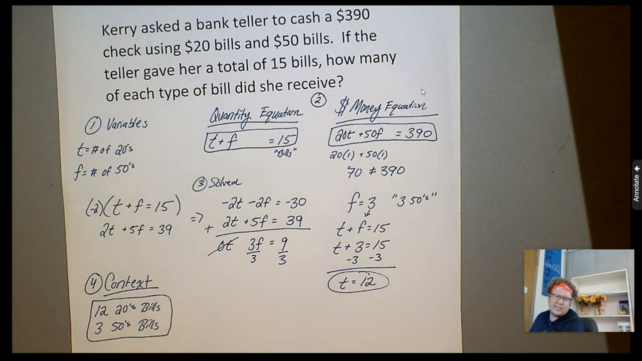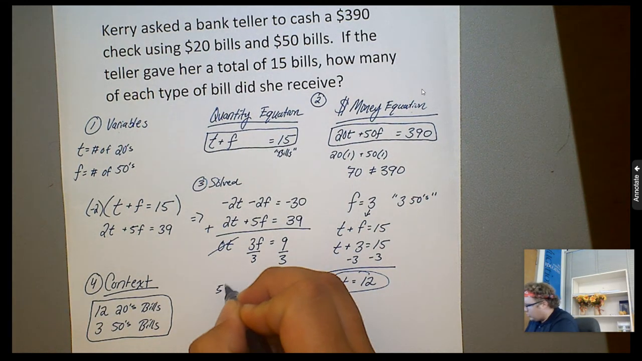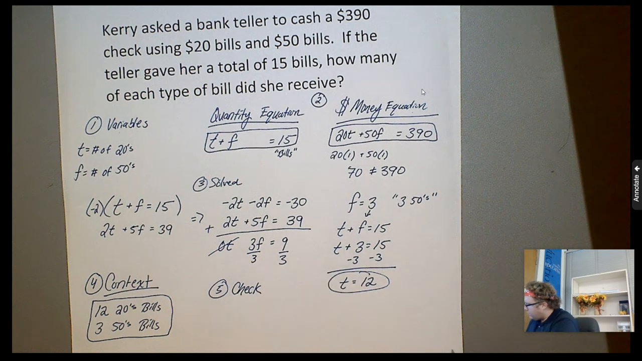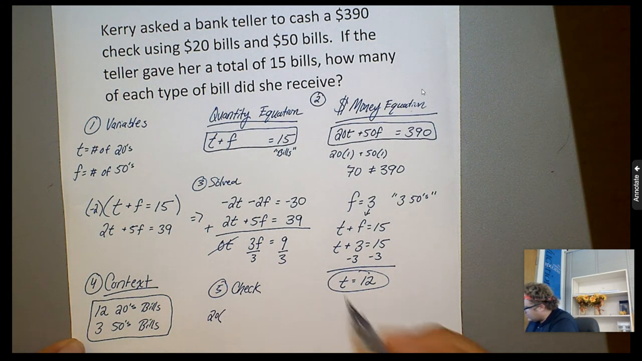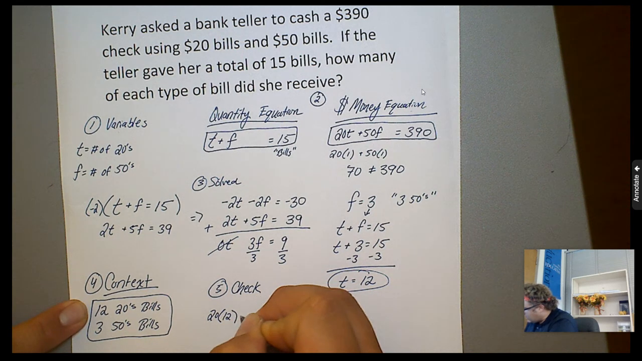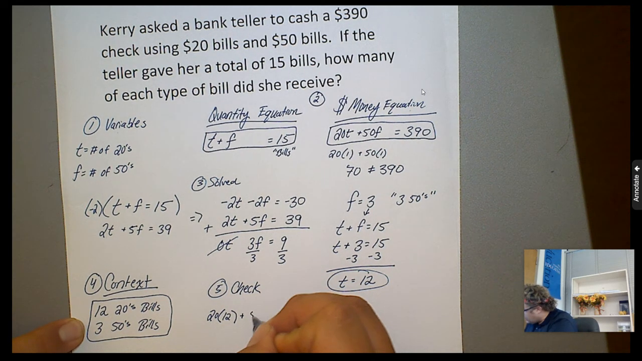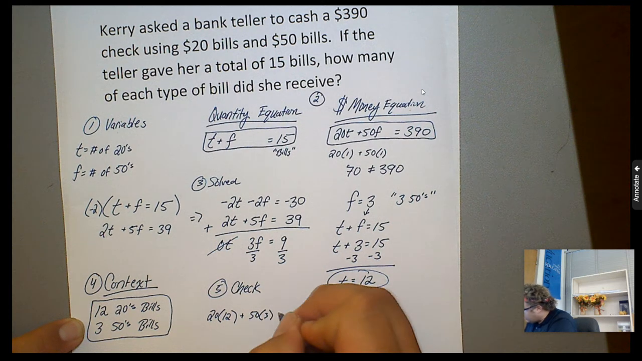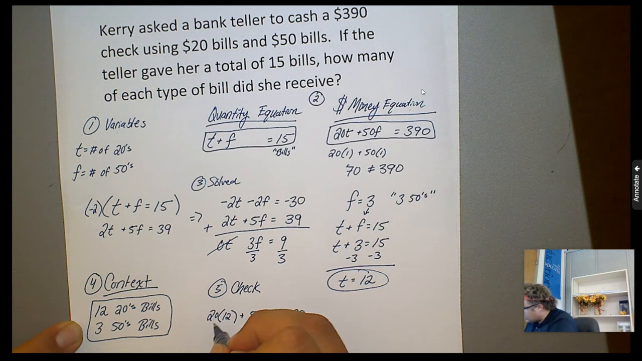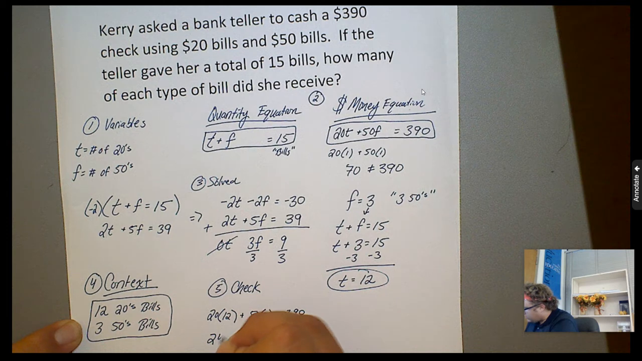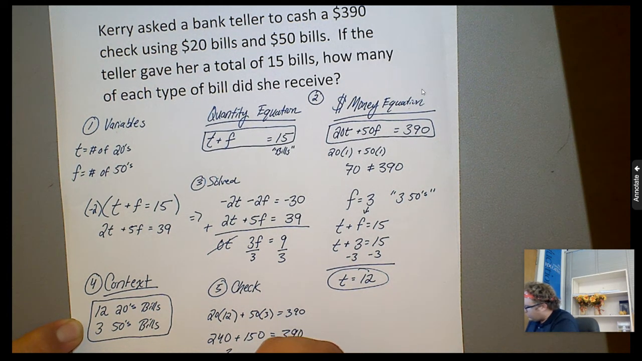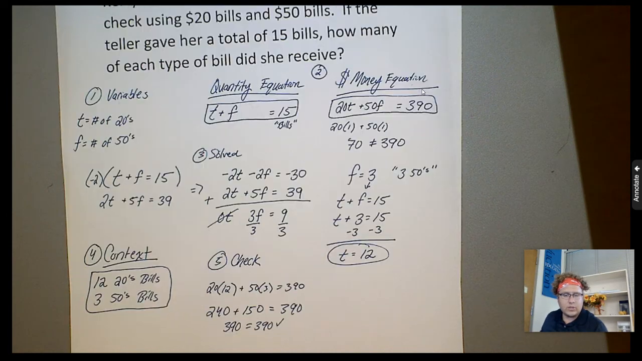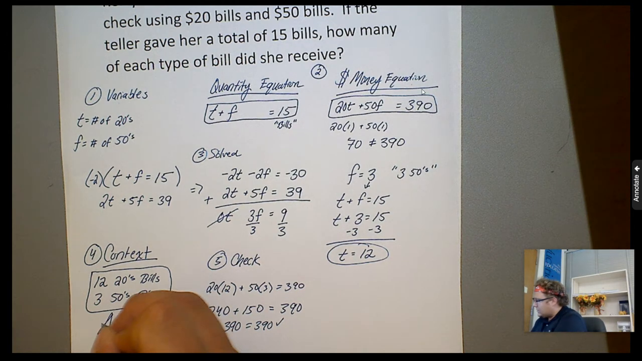Now, step 5, I would say is optional, but I do like to do a little check here and make sure that the other equation, the 20 times the T, so we had 12 of those, plus 50, we have 3 of those, equals 390. So 20 times 12 would be 240. So 240 plus 150 equals 390. And 390 does equal 390. So there we go. That was our check. And this was our answer.